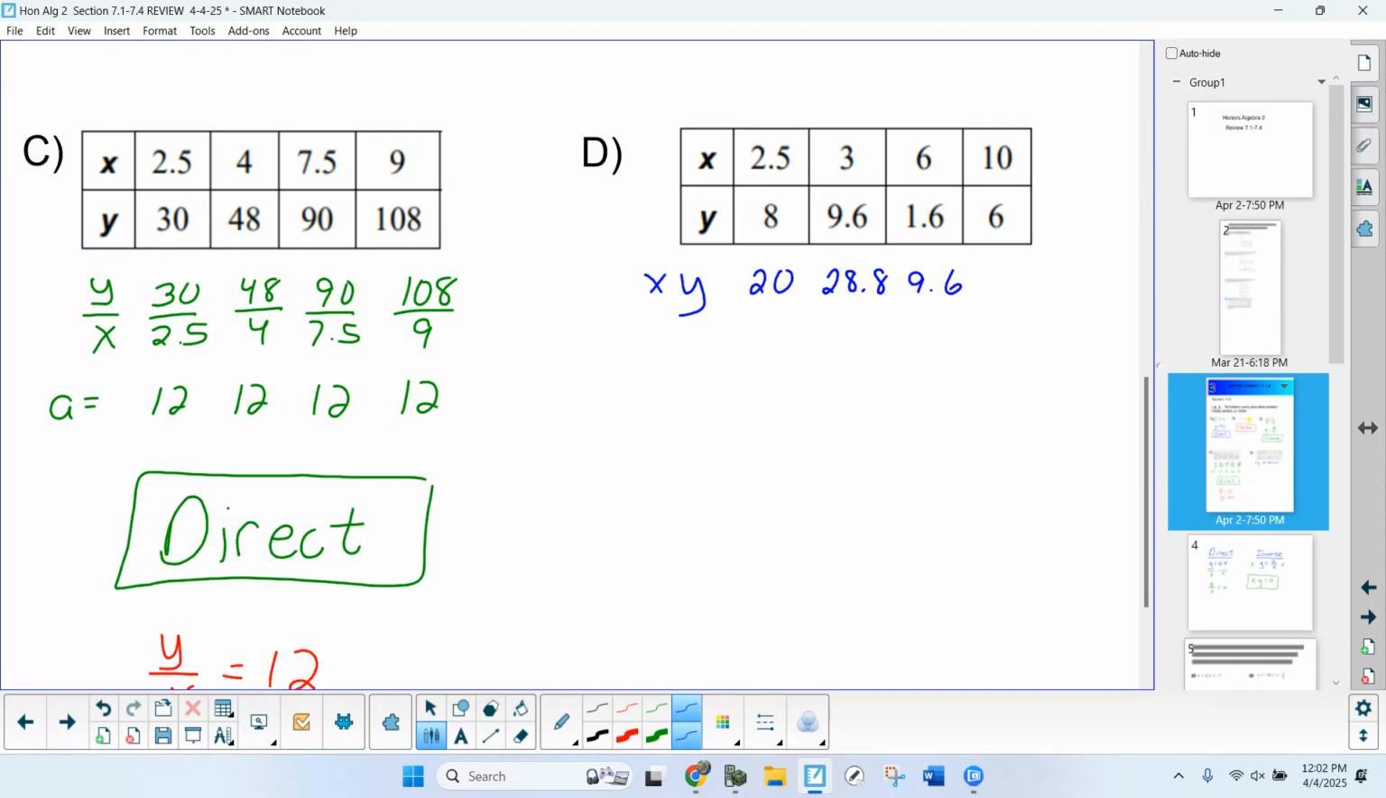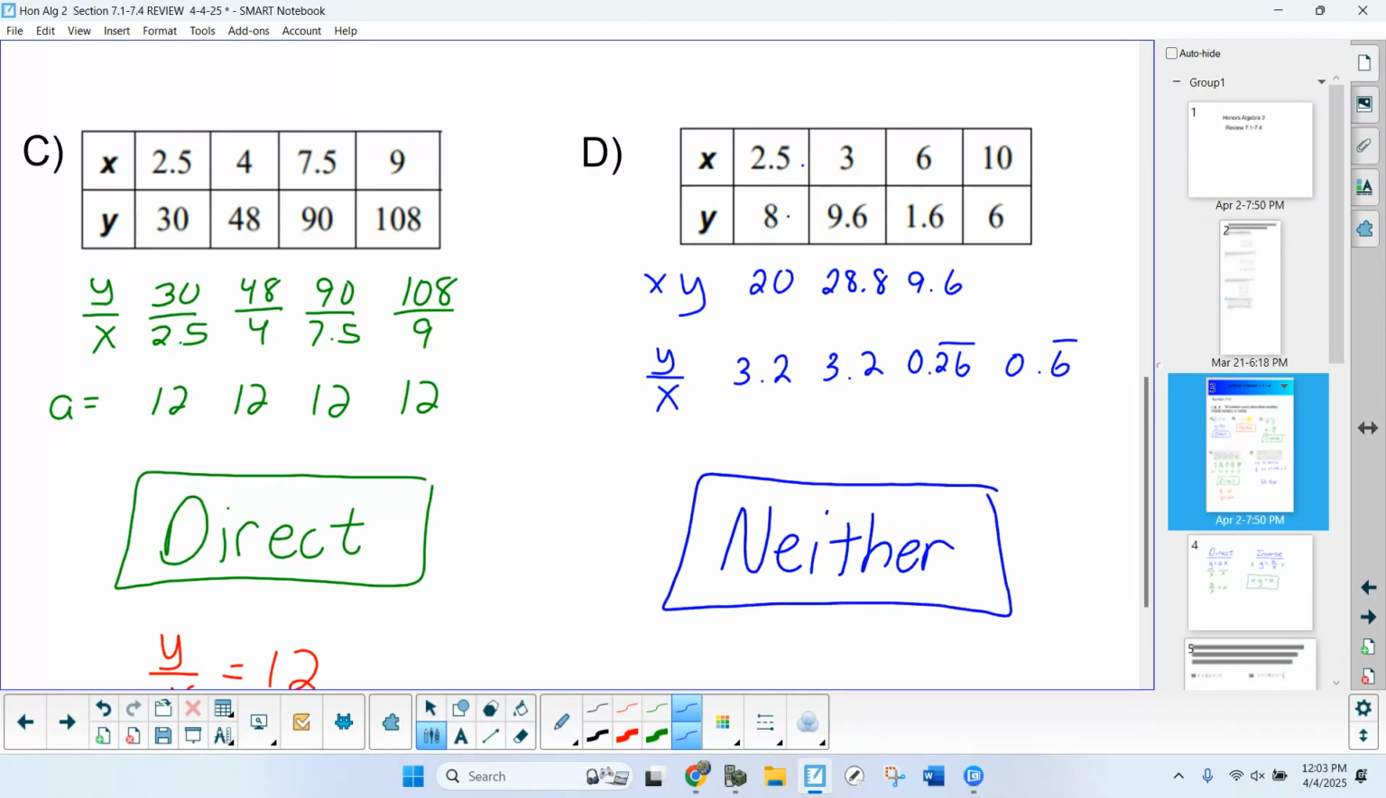Is it inverse? Well, let's just double check y by x. What do you guys get when you divide 8 by 2.5? 3.2. What do you get when you divide 9.6 by 3? 3.2. Okay, what do you get when you divide 1.6 by 6? 0.26 repeating. All right, so what are you guys going to tell me? Neither. Very good. All right, questions on inverse and direct so far?